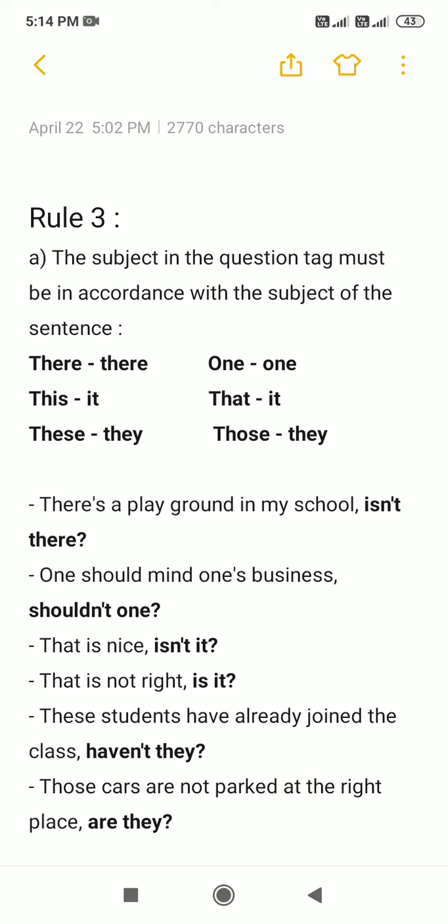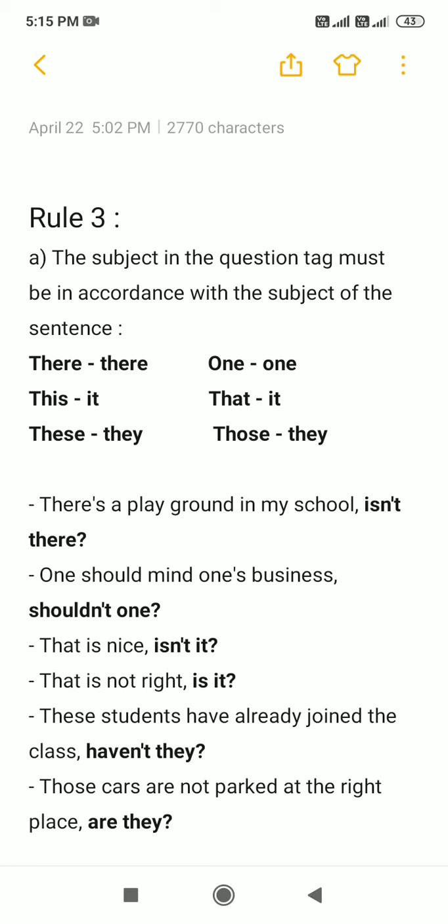There's no playground in my school. Is there? It is rather there is a playground in my school. Isn't there? Notice that the sentence has there as a subject. Now we have written there in the question tag as a subject. One should mind one's business. Should not one? You cannot write should not he. That will make the sentence incorrect. That is nice. Is not it? That changes into it in the question tag subject.